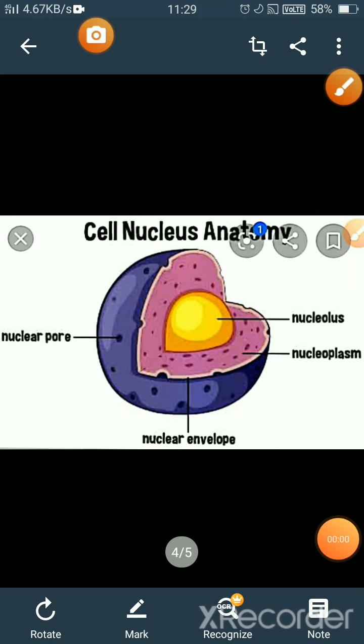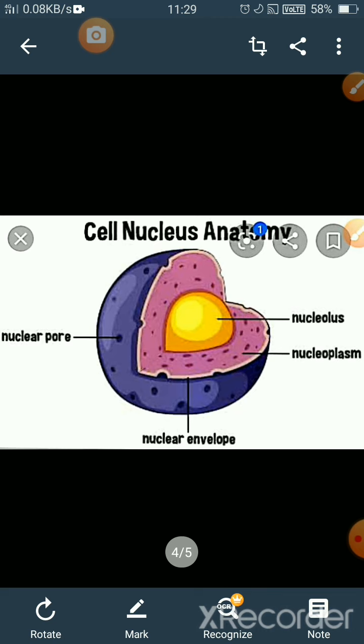Now next is the nucleus. The nucleus is also called the control center of the cell. The nucleus further consists of four parts. First one is the nuclear envelope, as the nucleus also has an envelope which surrounds the nucleus, and it is formed of two nuclear membranes. The nuclear envelope is perforated by nuclear pores.